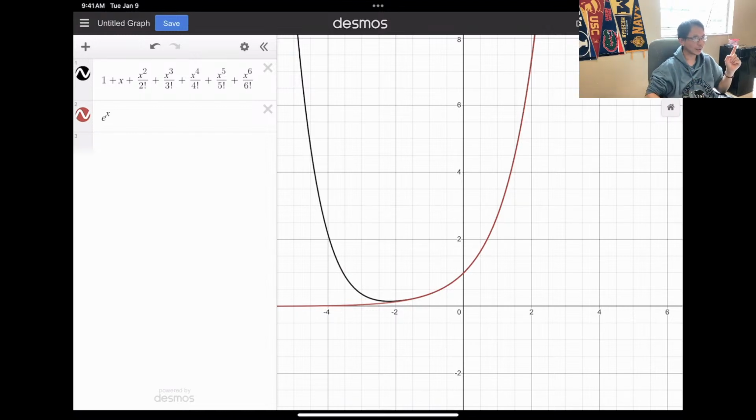If I want to plug in e to the 0.2, I can replace that x with 0.2 and get an approximation, and that's what the AP exam wants. They say, can you use a Taylor series to approximate with 3 iterations, 4 iterations? All you have to do is plug in, and you're done. You don't even have to evaluate. Just plug in 0.2 in all of them, because that will give you a very close answer.